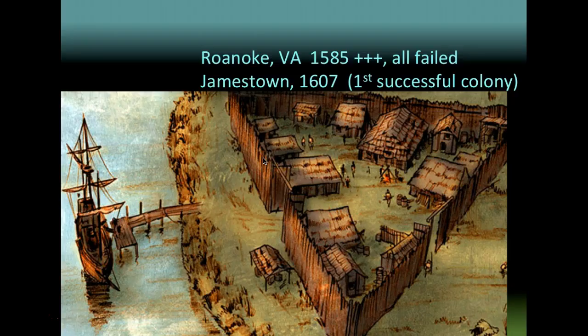Roanoke in Virginia is the first colony that was attempted to be created, starting in 1585. There are 3 pluses there because there were 3 more attempts, and all 4 attempts totally failed, and the people either went home or sort of just disappeared. Jamestown in 1607 was the first successful colony that ended up staying longer than a few years, and that was the first British colony in America.